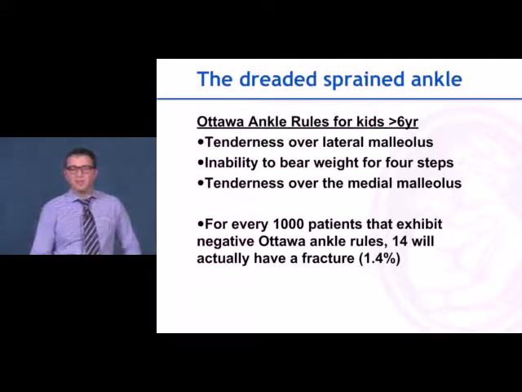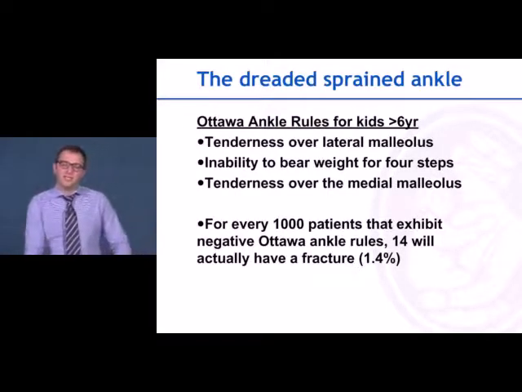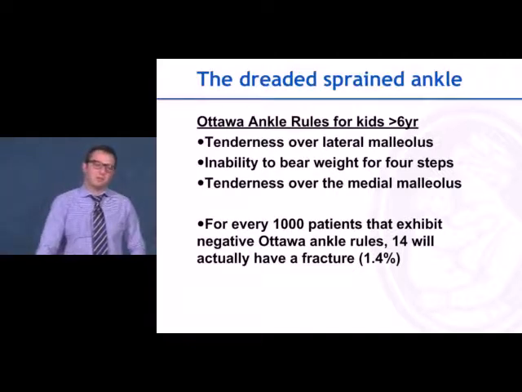For every 1,000 patients that exhibit negative Ottawa Ankle Rules, only 14 will actually have a fracture. So this is a very good test. It becomes more challenging in younger children or those who are not particularly articulate and verbal. But this should help guide you in terms of what to do with the sprained ankle.